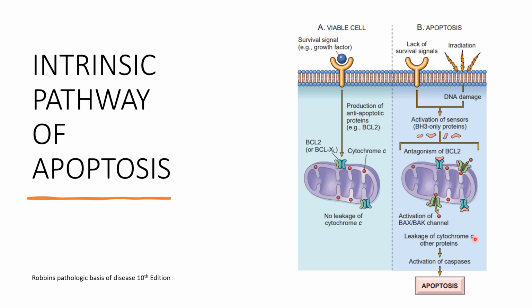In the intrinsic pathway, the caspase which is generated is caspase 9. This caspase 9 is triggered by the formation of a complex called the apoptosome. That apoptosome is activated by apoptosis activating factor 1, or APAF1, and that is brought about because of leakage of cytochrome C. So this entire process would lead to apoptosis.